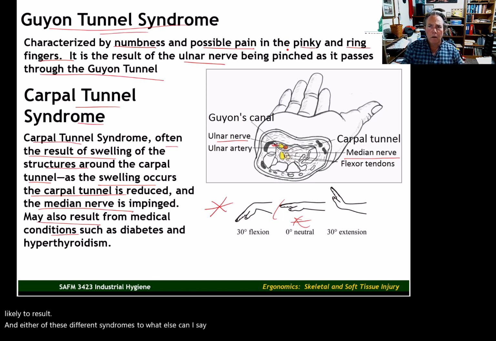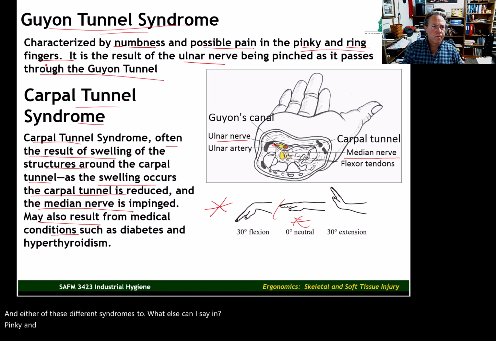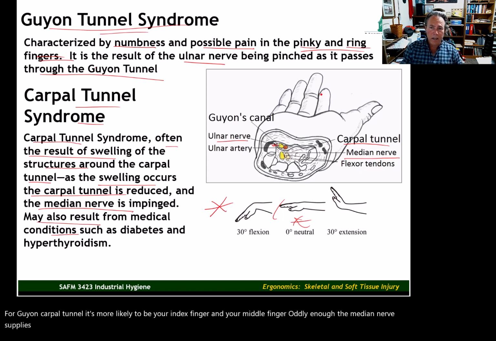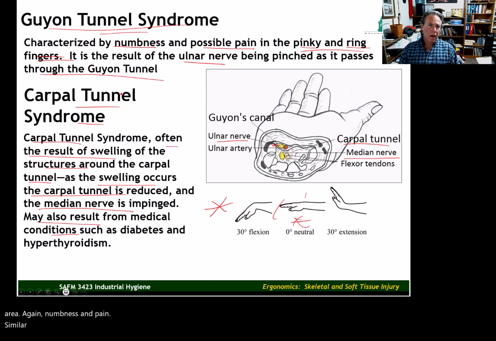In pinky and ring fingers for Guyon; for carpal tunnel, it's more likely to be your index finger and your middle finger. Oddly enough, the median nerve supplies the index finger and the middle finger, so it's more likely to be affected when you have impingement in that area. Again, numbness and pain, similar to what you have with the Guyon tunnel syndrome, is going to occur.